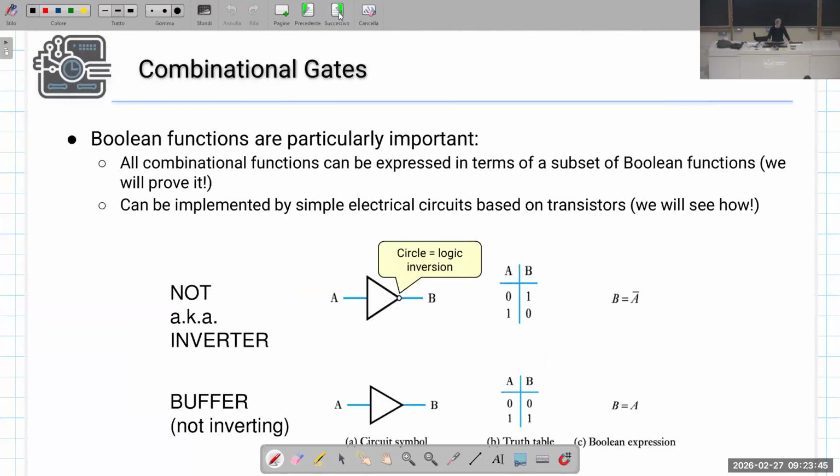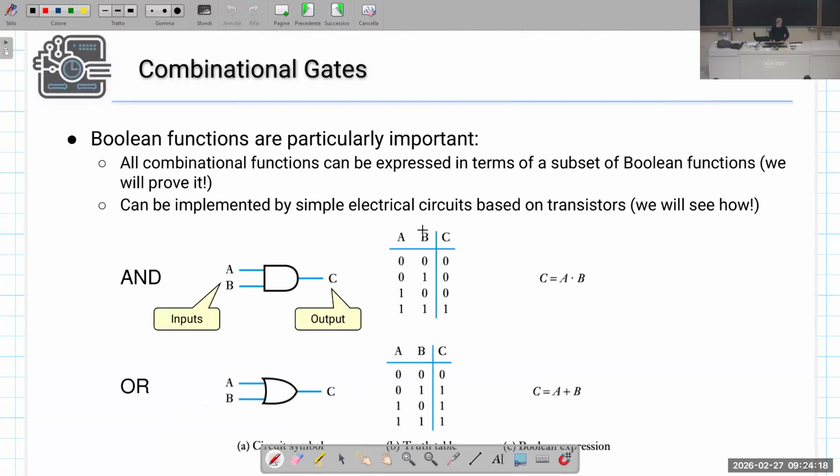We have the inverter, sorry, the NOT function with one input and one output. The output is the complement of the input. The buffer, one input and one output. The logical value of the output is equal to the logical value of the input.